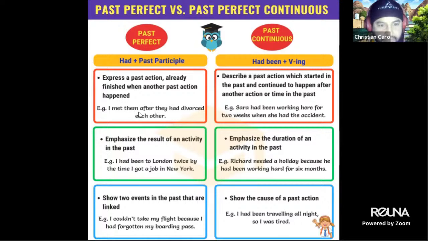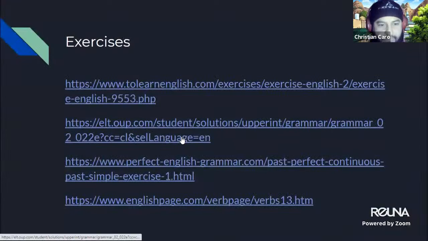En cambio, en el anterior, ¿cierto? I met them after they had divorced each other, una acción totalmente finalizada, terminada, ¿cierto? Finiquitada, como el they had divorced, ¿cierto? And I met them, ¿cierto? Los conocí después de que todo eso pasara, ¿cierto? Y son todas, digamos, acciones como absolutas, ¿cierto? No describo ningún proceso de nada.